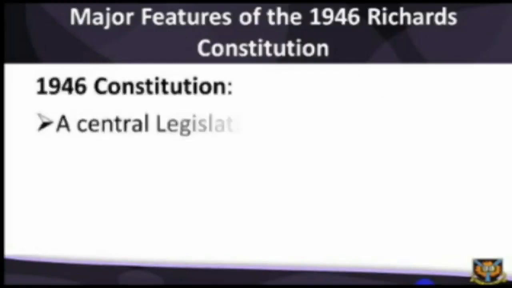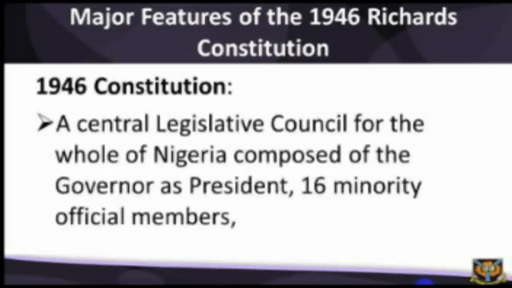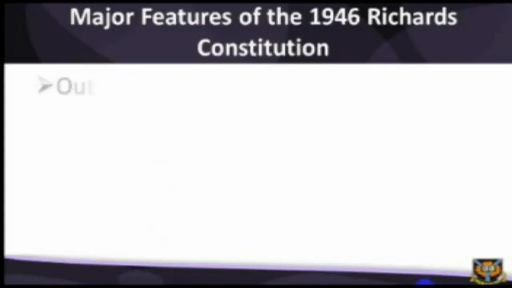Under the 1946 Constitution, there was a central legislative council for the whole of Nigeria, composed of the governor as president, 16 official members, out of which 13 were ex officio and 3 nominated, and 28 unofficial members, 4 of whom were elected, 3 from Lagos and 1 from Calabar to represent business interests, and 24 nominated or indirectly elected.